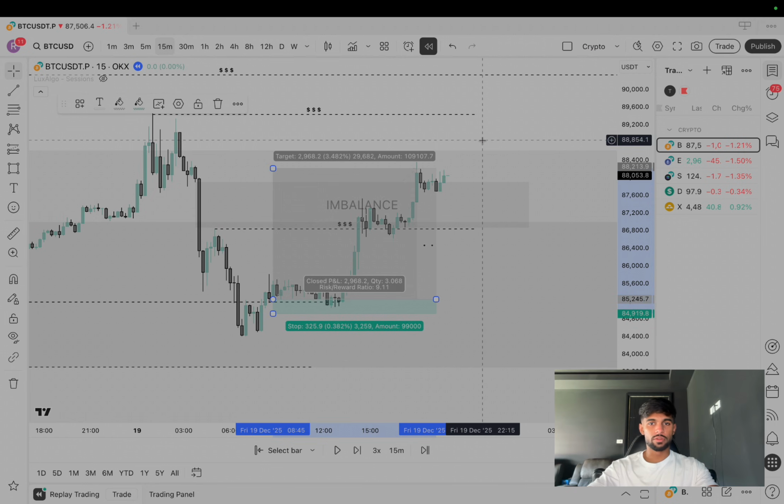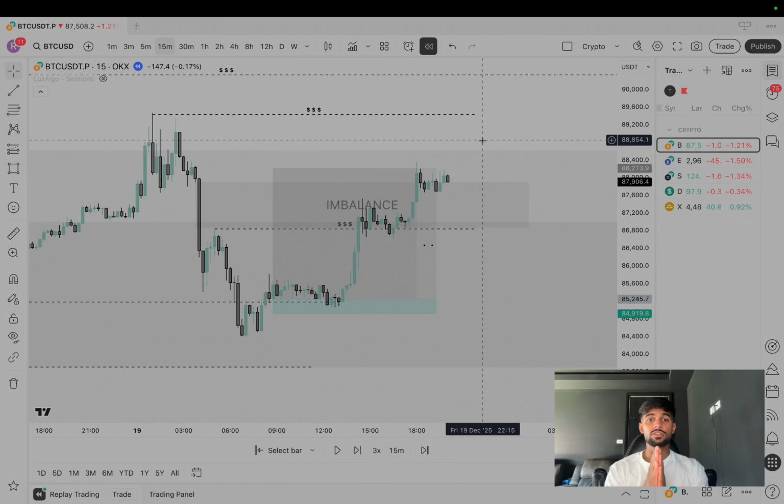So this was the Bitcoin trade that I took last week and a quick rundown of the thought process behind it. It was a very nice, clean trade, the fact that it didn't pull too deep into our stop loss and it moved straight off the entry.